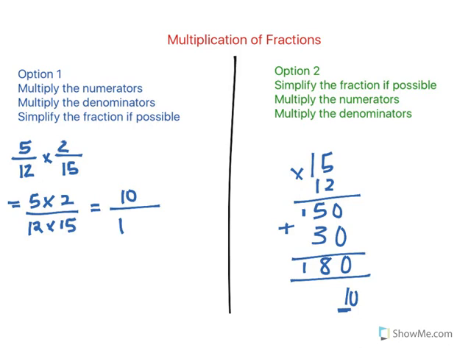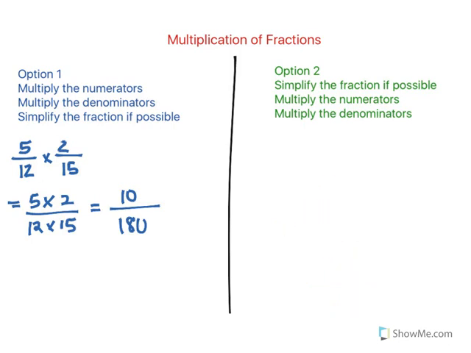So on the bottom you have 180. So you have 10 over 180. And what you can do is you can simplify this further by finding a number that's common between 10 and 180, and that number is 10. So 10 divided by 10 will give you 1, and then 180 divided by 10 will give you 18. So your answer is 1 over 18. Option 1, right? Multiply numerators, multiply denominators, and then when you get down to the end, simplify the fraction if you can. What if we did it the other option, which is option number 2?